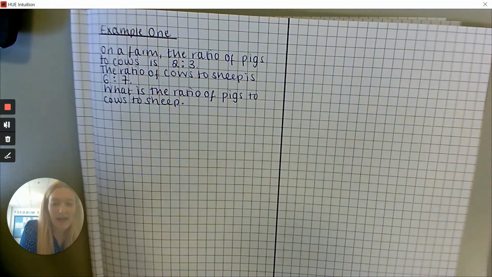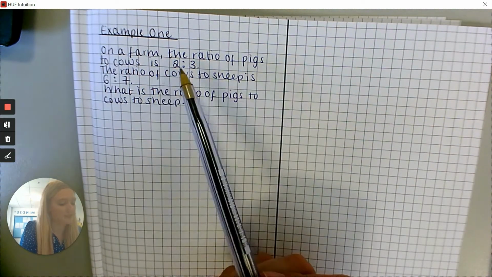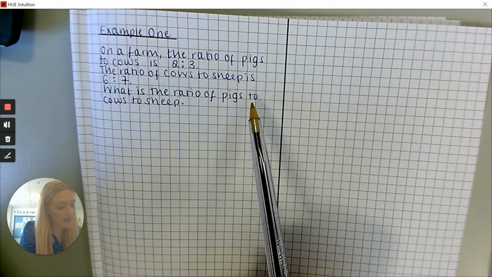And I've got my question written here. So, on a farm, the ratio of pigs to cows is 2 to 3. The ratio of cows to sheep is 6 to 7. What is the ratio of pigs to cows to sheep?